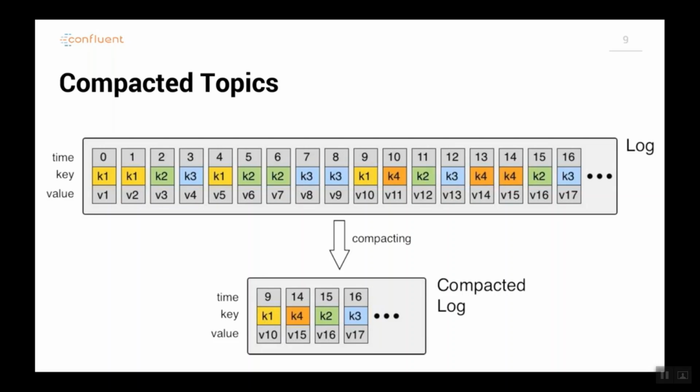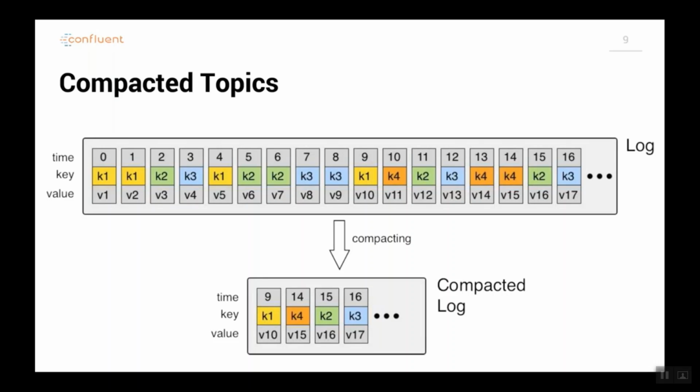And you can see the effect of compaction shown here at the bottom of this diagram, where if you take K1 as a key, we have messages 0, 1, 4, and 9 that have that key, and then after compaction runs, only the message with offset 9 is remaining.